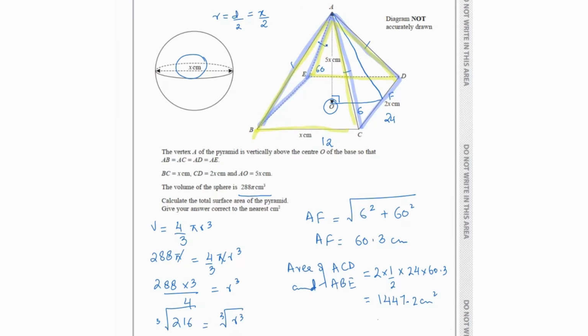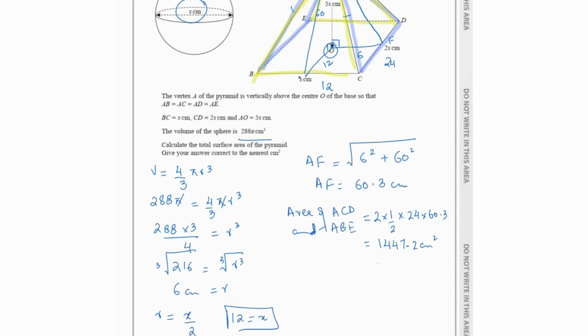So now we find the slant height of this triangle over here. So this will have a base of 24 divided by 2, 12. I need to find the hypotenuse for this triangle now. So again, we use Pythagoras. Let's call this AH. So AH is going to be root of 12 square plus 60 square. That gives us a value of 61.2.